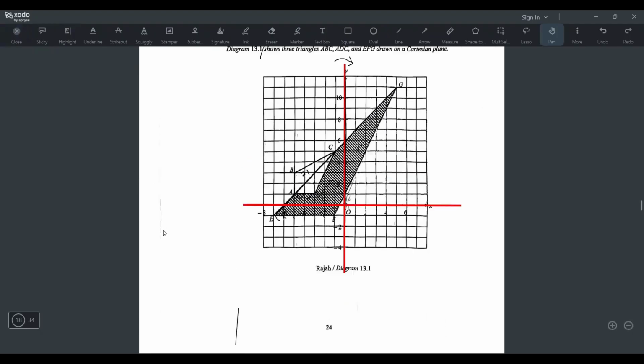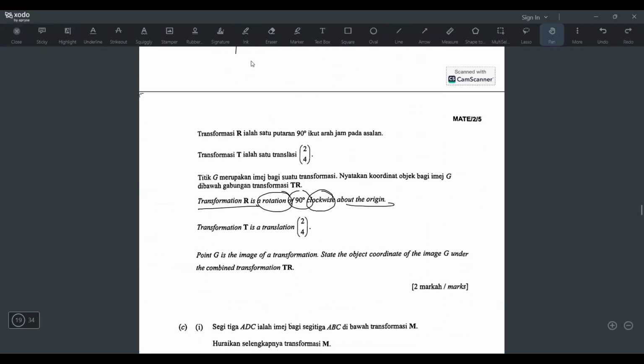Let's just keep reading. So let's see what else they say. Transformation T is translation 2, 4. 2 here means go to the right, 4 means go up. Because the top number is for movement left and right, and if it's positive, then to the right. The bottom number is for movement up and down. So if it's 4, then it's up.